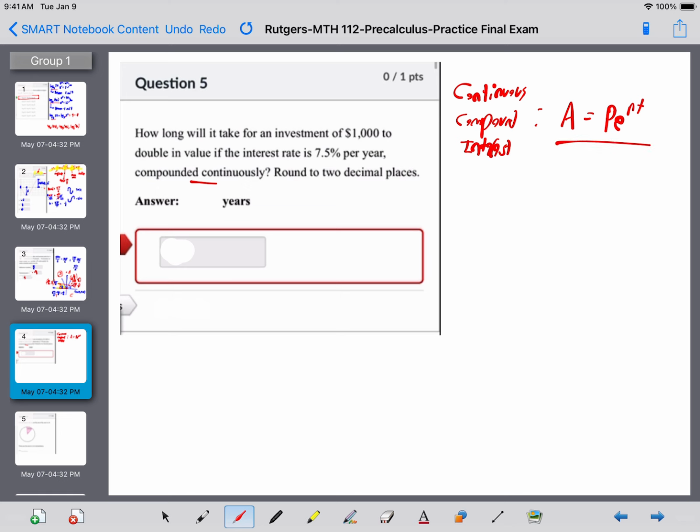A way to memorize this, a lot of people call it PERT. Just remember it's to the RT, right? So the principal value is 1,000. That's just your initial amount times E. It says your interest rate is 7.5%, so we have to convert this to a rate by moving the decimal over 2 places to the left. So it's going to be 0.0075 T. So we have a formula. We want to know when this will double. So double 1,000 is going to be 2,000.